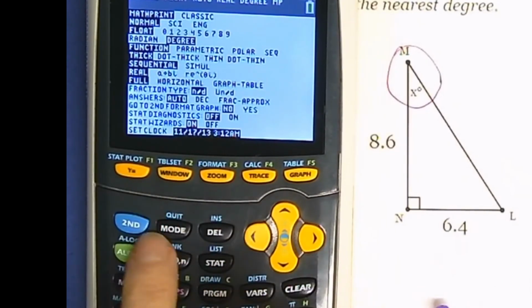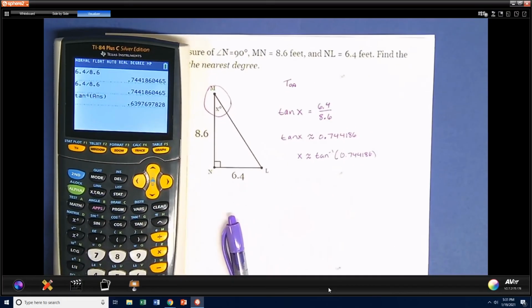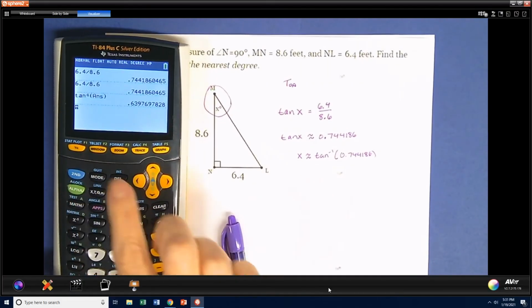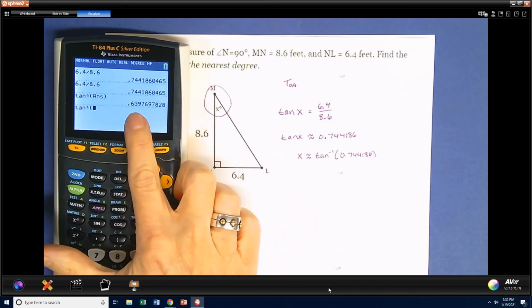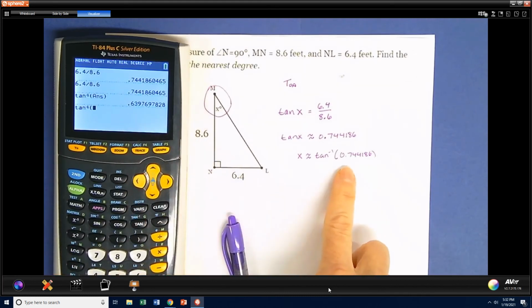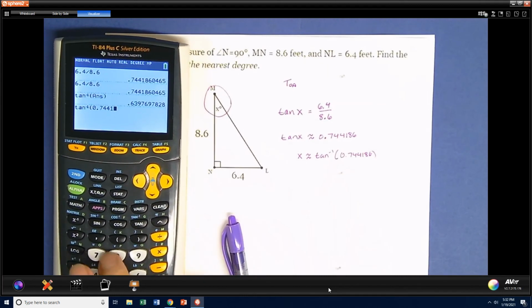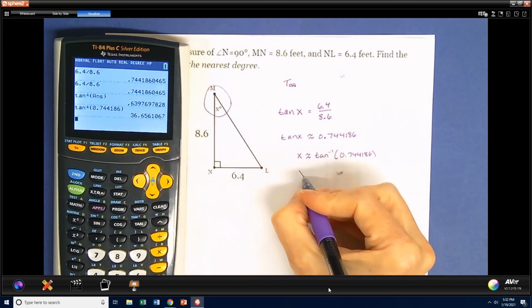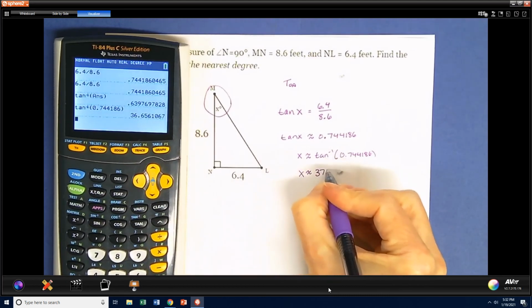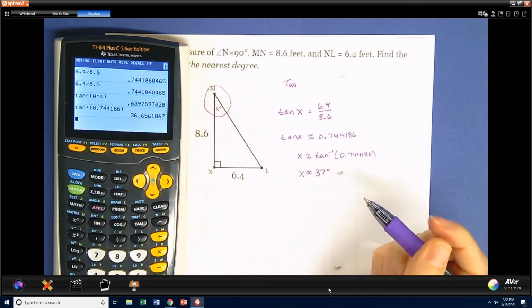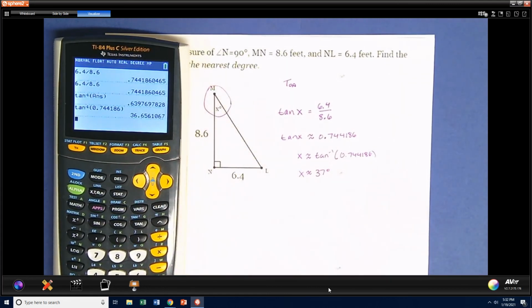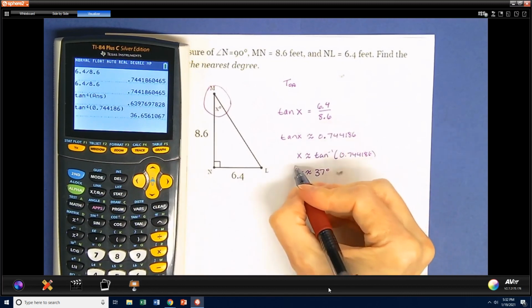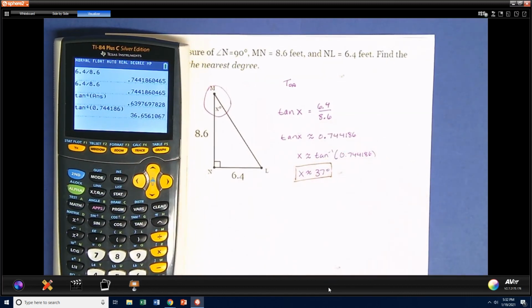So now I want to quit and I want to do this again. So I'm going to do inverse tangent, but I can't paste in the answer because it'll give me that answer. So now let's use just that decimal, 0.744186. And now it gives me an answer which is closer to what I had already figured out from the trig table. X is about 37 degrees because we're rounding to the nearest degree. And once again, a logical, well-ordered mind puts a nice box around the answer so it's easy to find it.